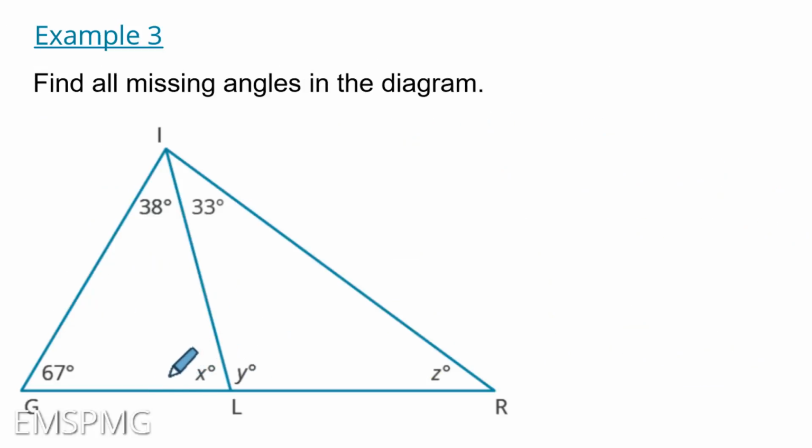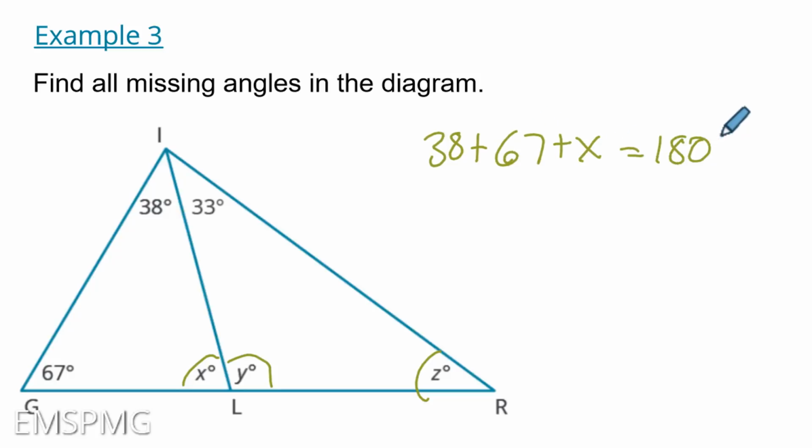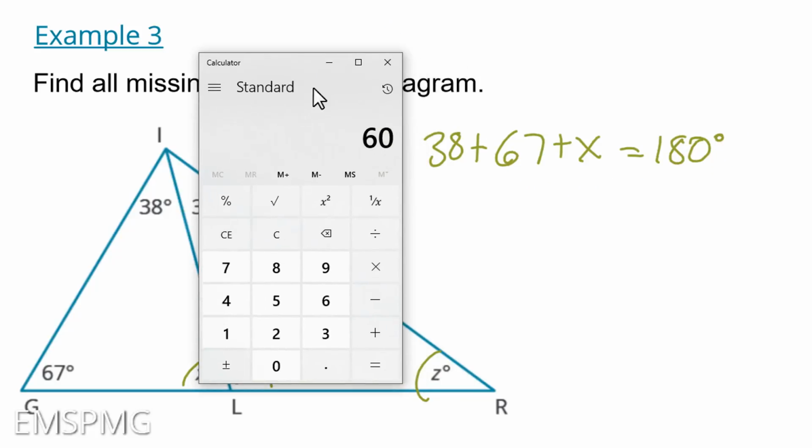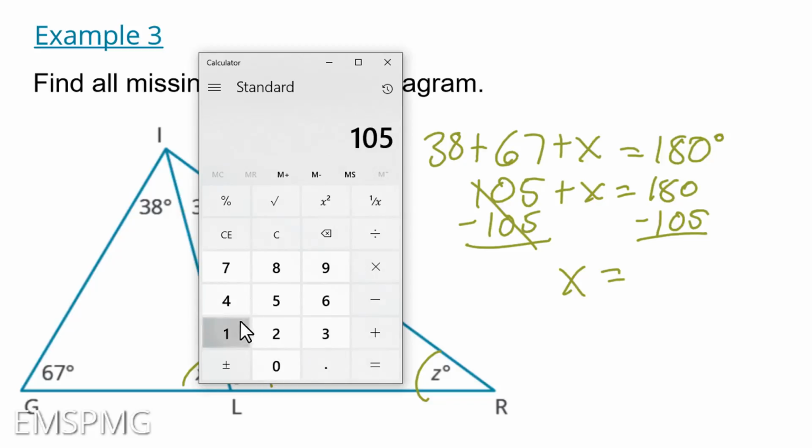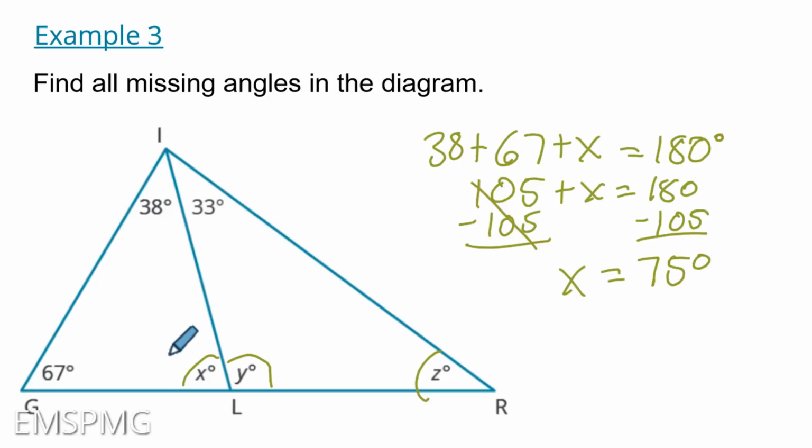In this last example here, we're going to solve for x, y, and z. So look at this first triangle here. We got 38 degrees, 67, and x. So we know that 38 plus 67 plus x equals 180 degrees. We know that these three angles have to equal 180. So then let's add this together. 38 plus 67. 105 plus x equals 180, and then we know we need to subtract 105. So x equals 180 minus 105. Bam, so 75 degrees. So x is 75 degrees.